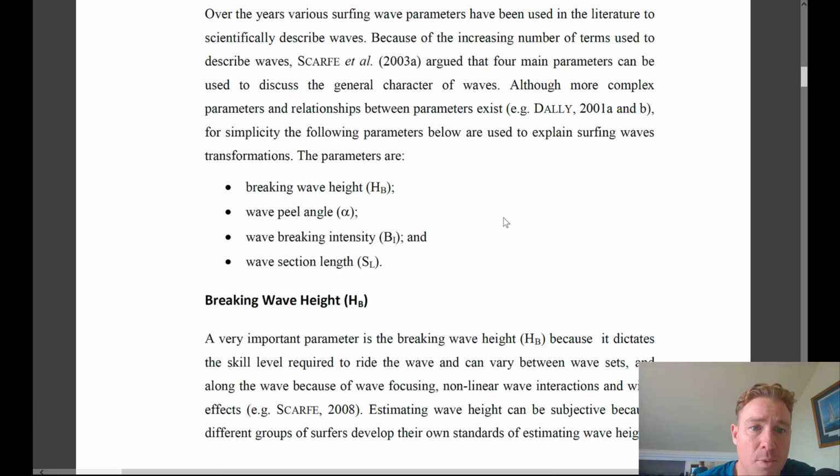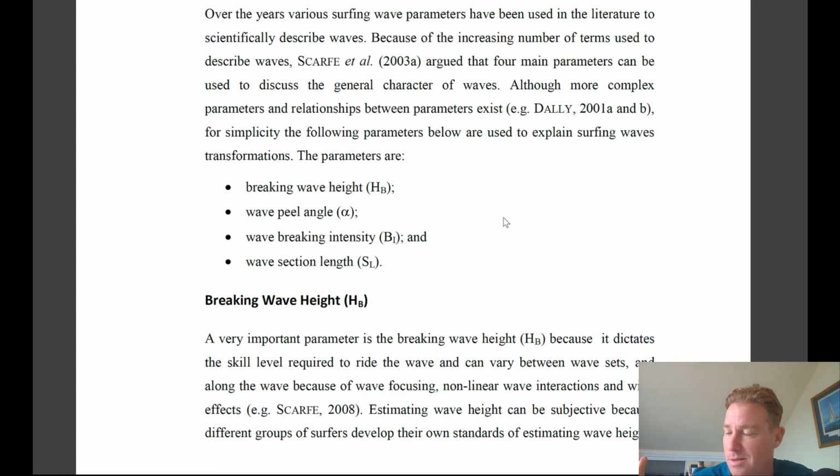And those 4 parameters are breaking wave height, which, hey guys, we know what wave height is. We've been dealing with wave height all the time, right? This other thing called wave peel angle, this thing called wave breaking intensity, and a final parameter called wave section length. So wave height, wave peel angle, wave breaking intensity, and wave section length. Those are the 4 parameters that they've summarized, and they said we can describe suitable surfing waves based on these 4 parameters and the combination of these 4 parameters.